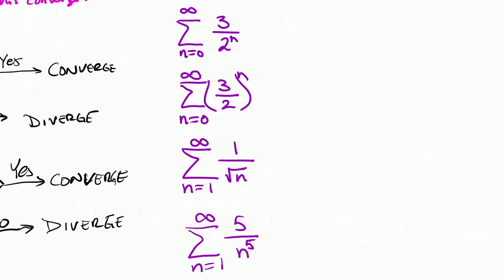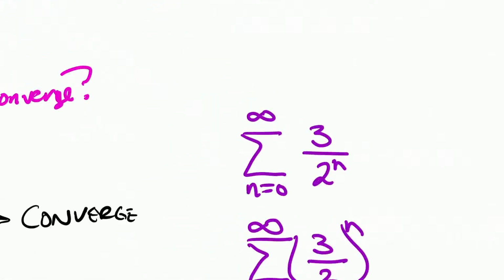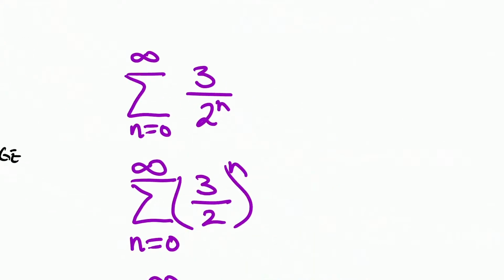All right, let's randomize here. Michael H. What do you think of this top one? Is that geometric or is it P-series? It is geometric. Very nice. So we have a geometric series here.